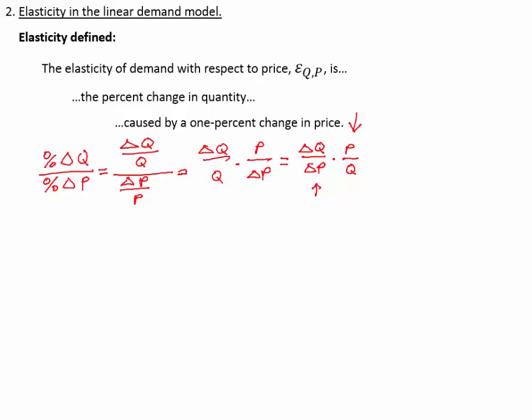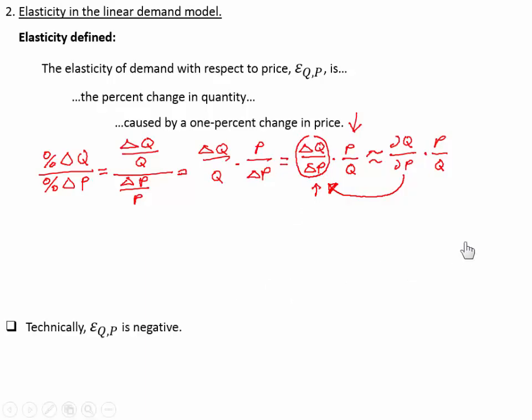For our purposes, we're going to want something expressed in the language of calculus. Now, this change in absolute terms is approximately equal to the derivative of the demand curve with respect to price, partial Q over partial P, times P over Q, because the derivative is the rate of change at the margin at a specific point, the instantaneous rate of change, which is simply the calculus version of this rate of change.